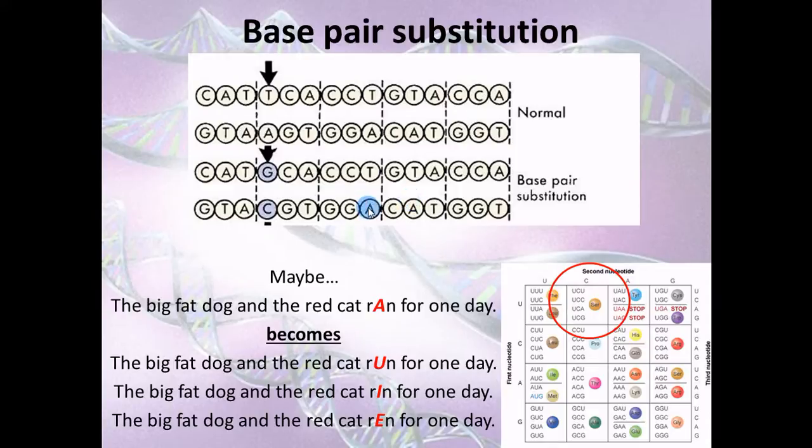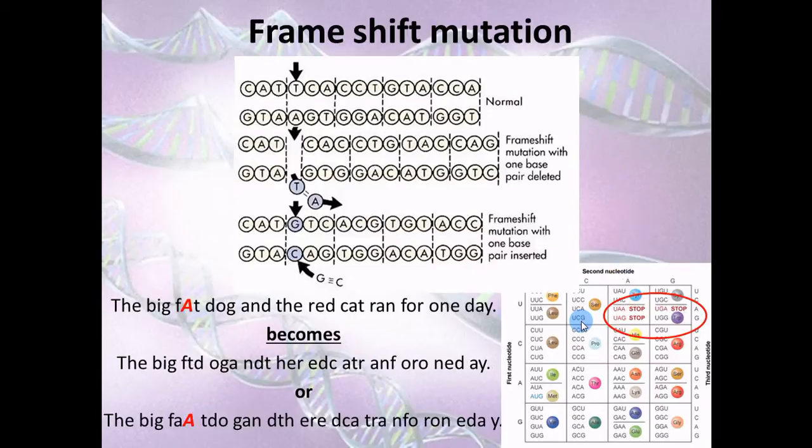This is potentially dangerous, but it's not as high of a risk because remember, you're only substituting one of 4 letters. So if you have this one original letter, there are only 3 other possible options. So you might get lucky and it still is readable. Like this. Right? The next one's called a frame shift mutation.